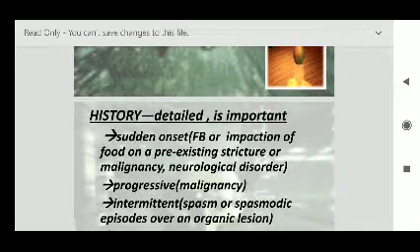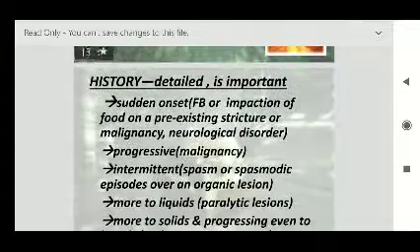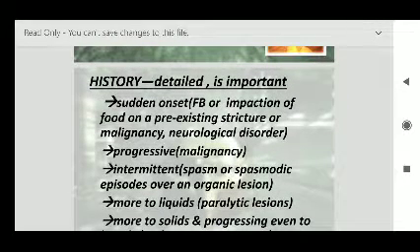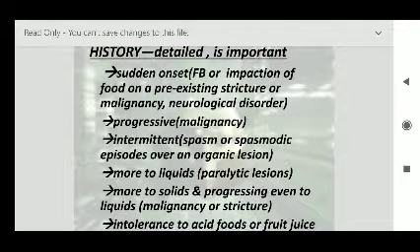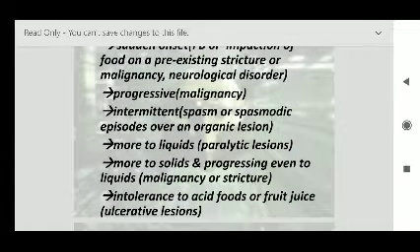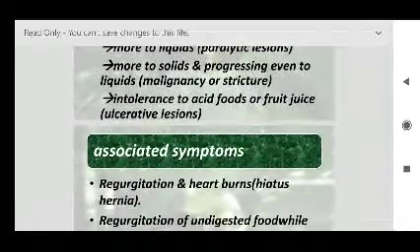So investigations include history, which is detailed and important. Sudden onset: suspect foreign body, or infection on a pre-existing stricture or malignancy. Progressive: malignancy. Intermittent: you can expect spasmodic episodes rather than organic lesions. More to liquids than solids suggests paralytic lesions, and progressive even to liquids suggests malignancy or strictures. Intolerance to food or fruit juices suggests ulcerative lesions.